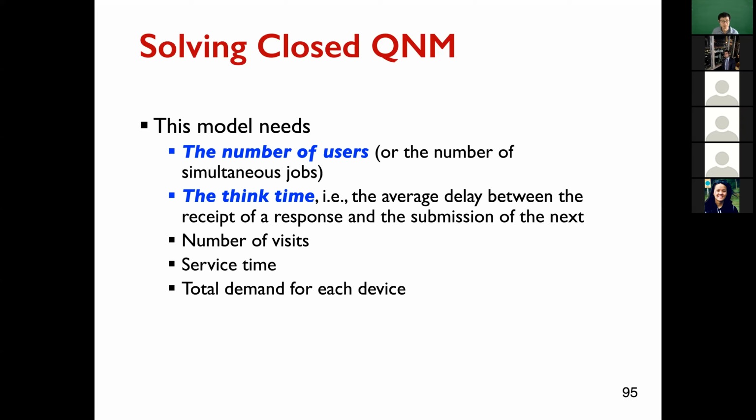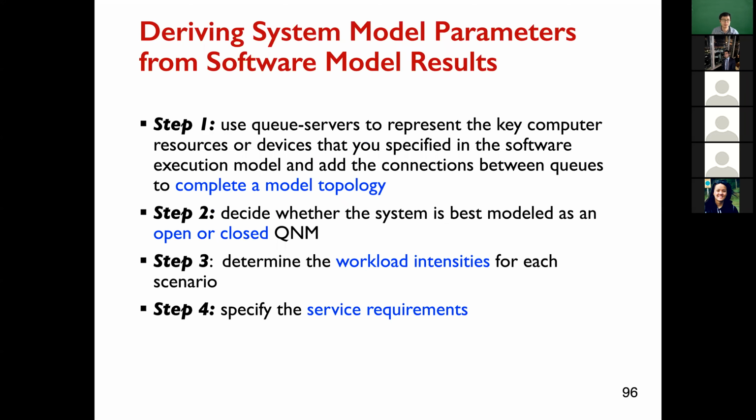It's the think time. With the number of visits, same as for the open QM, and the service time, right? Similarly, the total demand for each device is the number of visits times the service time, okay? We don't go into details for closed QM here. It's very similar. It's the same steps, okay? And so we have talked about how we solve the QM models, right?